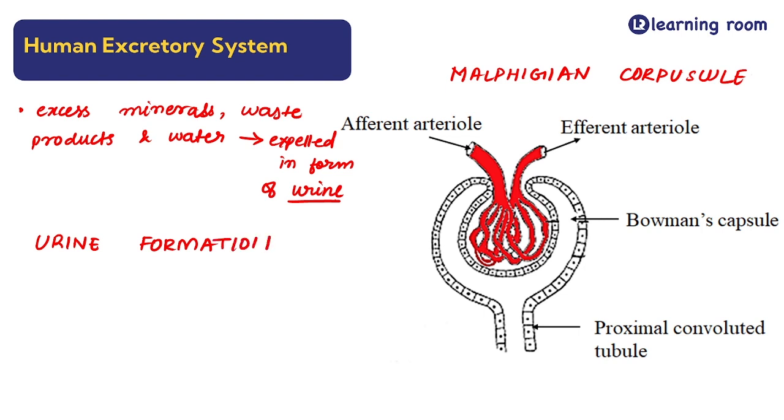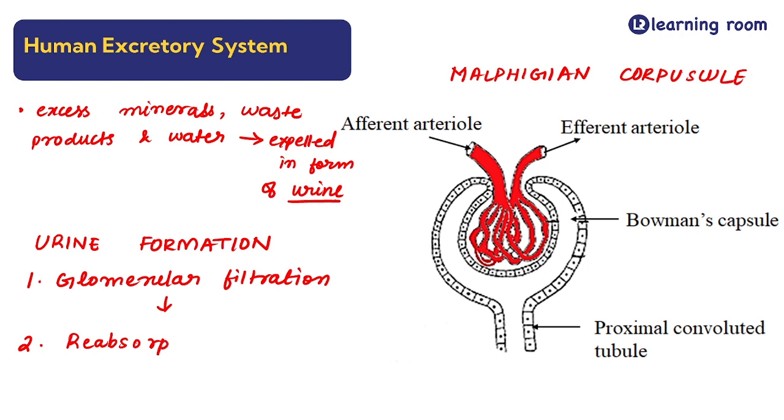Urine formation in the nephrons consists of three major steps. First is glomerular filtration, which is followed by reabsorption, and finally secretion.